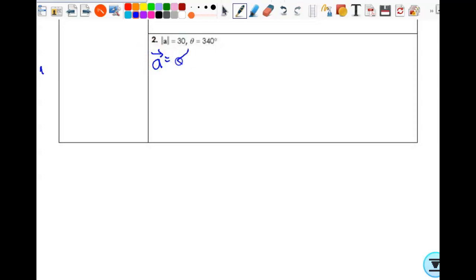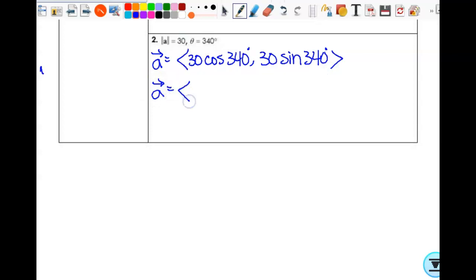All right, so that means here on number 2, we're going to find vector a. That is the magnitude, which is 30, times the cosine of 340, and then 30 times the sine of 340. So even though you're going to use the calculator, you still have to write this part down. Then you can use the calculator.